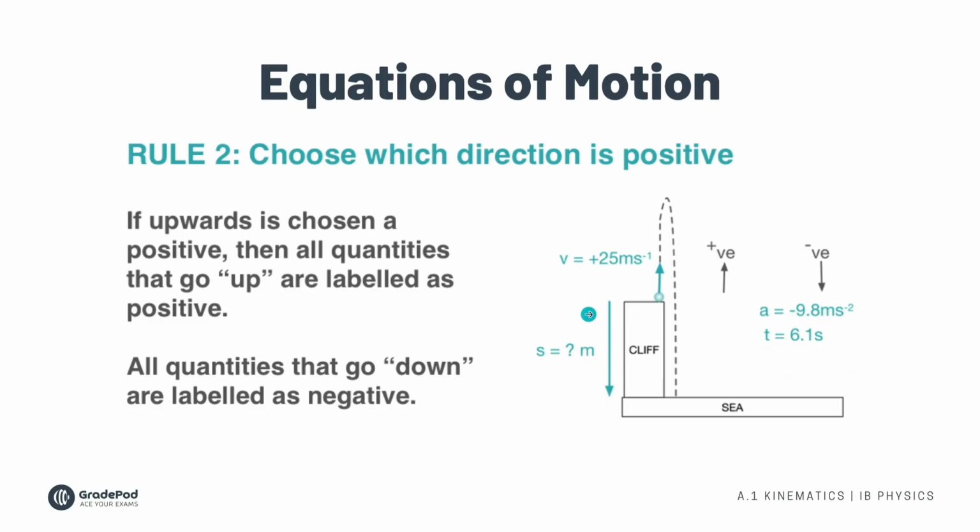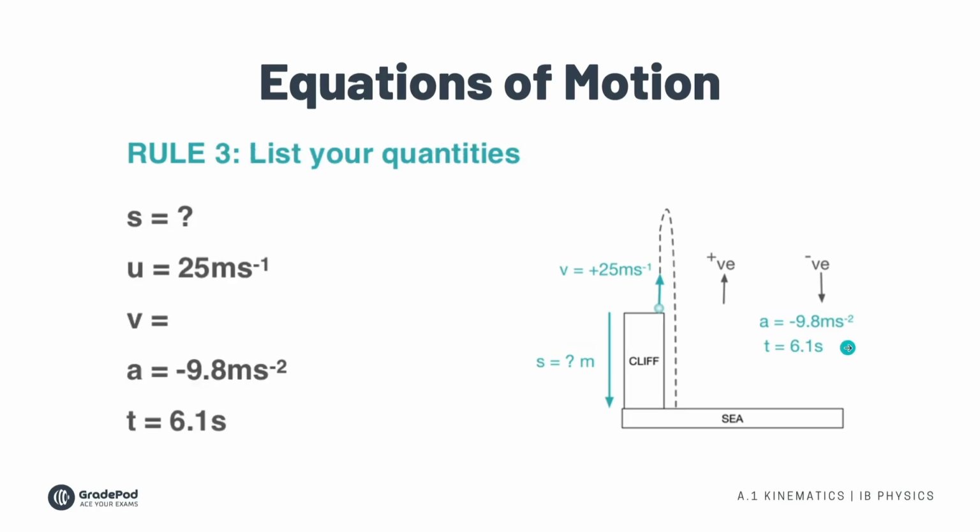Can you guess what this displacement vector would be given? Would it be given as positive or negative? Yeah, you're right. It's given negative because it's moved downwards from the start point, so it's got a negative value. Okay, so choose which direction is positive. I've chosen upwards as positive here, but you could quite easily choose downwards as positive, as long as you make sure all the quantities are labelled correctly.